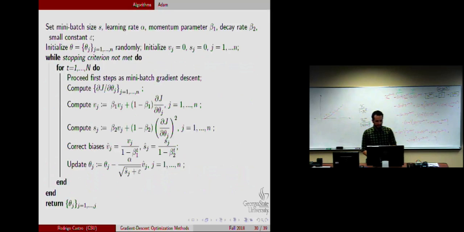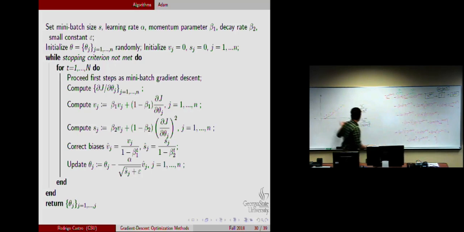In practice, it looks like this. We have the momentum, the terms for the correction of the learning rate, and we correct both. And we substitute these corrected versions in here.